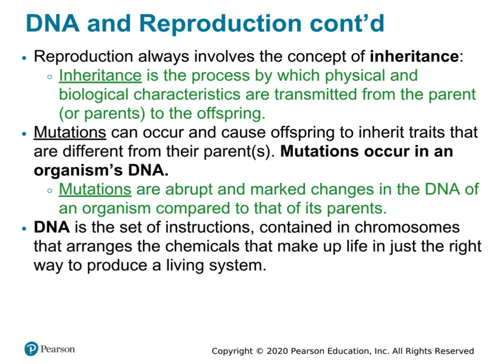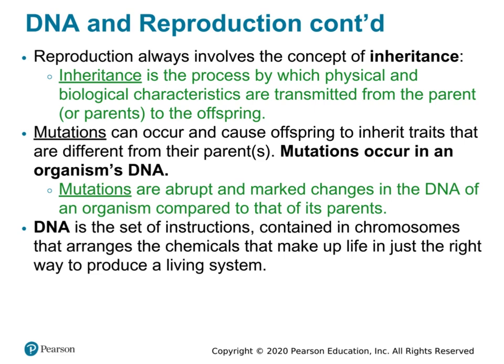What is DNA again? It's deoxyribonucleic acid, and it's the set of instructions that are contained in chromosomes. They arrange themselves in certain ways within the nucleus of eukaryotic cells, but they're a set of instructions. They're a set of genetic material that gives instructions for how to make proteins and other components of a living system.